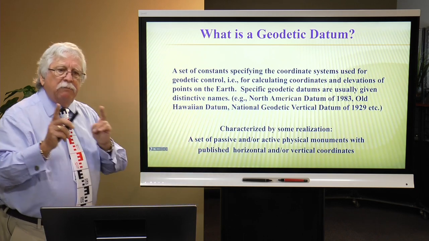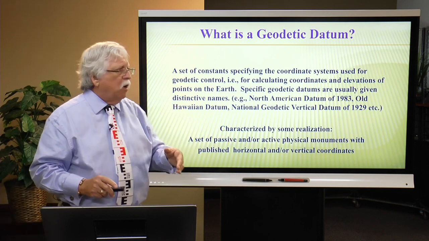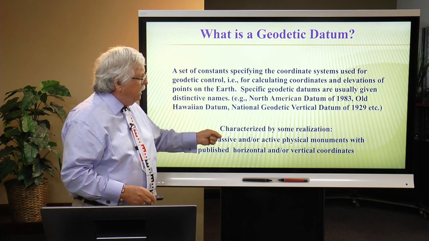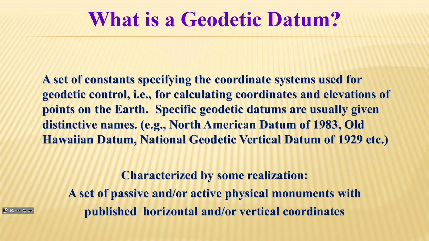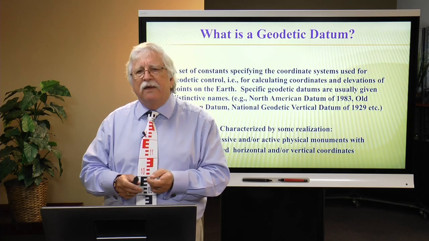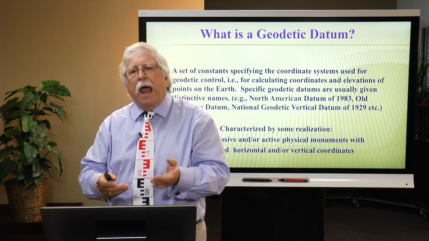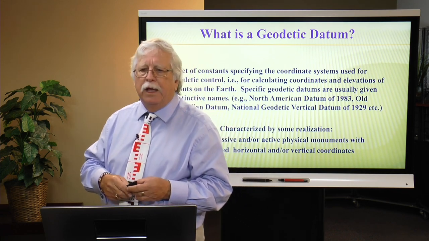So I want to highlight this. The datum. Now, I've done a whole session for Florida on geodetic datum, so you can go look at that, but I put this in here because I want to highlight this part. The characterization is a set of passive or active physical monuments that define the coordinate system. That is the realization. And that's an important part to understand. If some source is giving you a datum, then there has to be some way in which you can realize it. Realization is the term we like to use now.